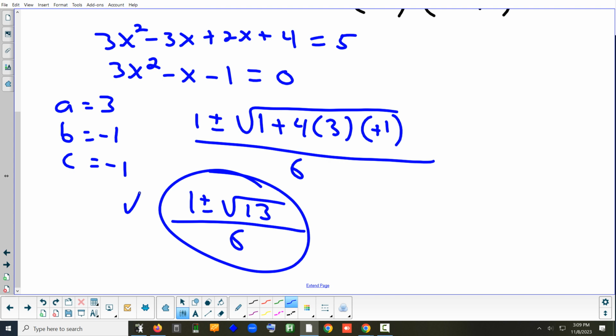Okay, on the test, if you get 2 answers like that, you can't use the plus or minus symbol. So you're just going to have to type 1 plus root 13 over 6 in one box, and then 1 minus root 13 over 6 in a different box. Any questions about it?